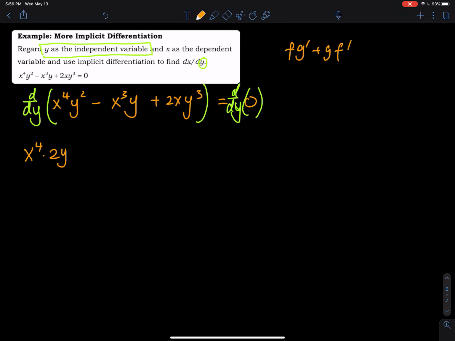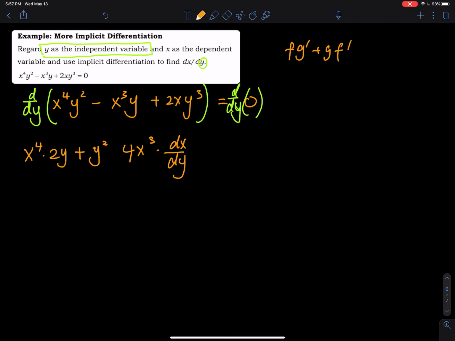And then what? And then we do the plus. And then gf prime, g is y squared. And now we are taking the derivative with respect to y of x to the 4th. What is that equal to? dx dy, right? So we use implicit differentiation. So what we have to do is we bring the 4 down, and then 4 minus 1 is 3. Since we just do implicit, then you have the dx dy, not dy dx. We are trying to twist your mind a little bit.